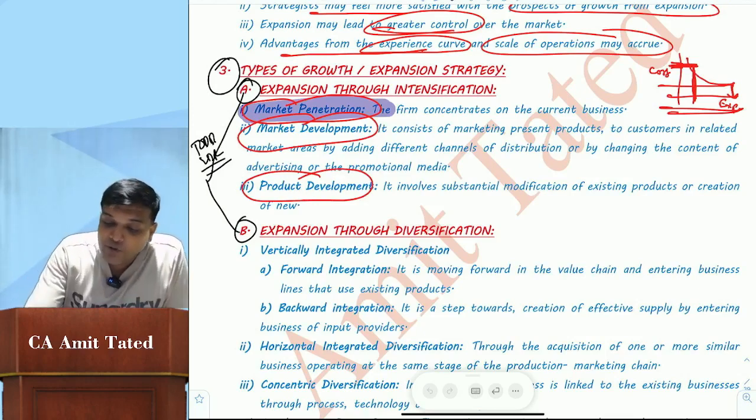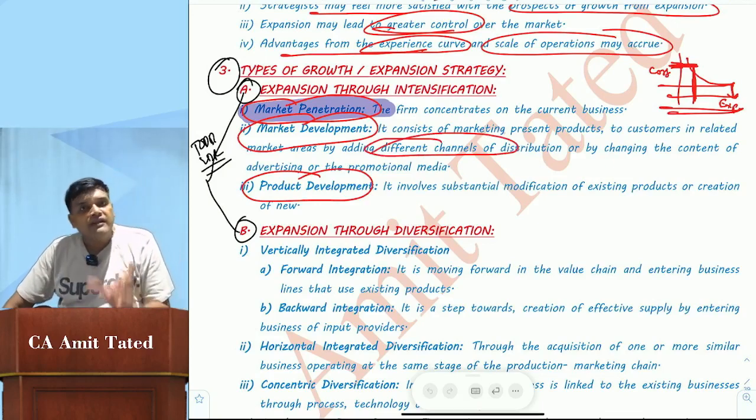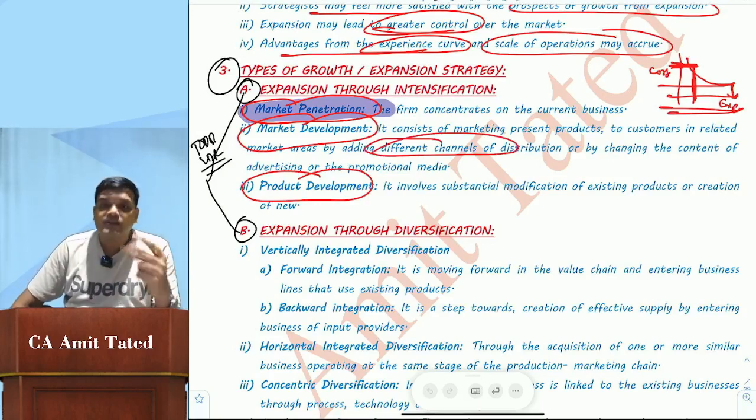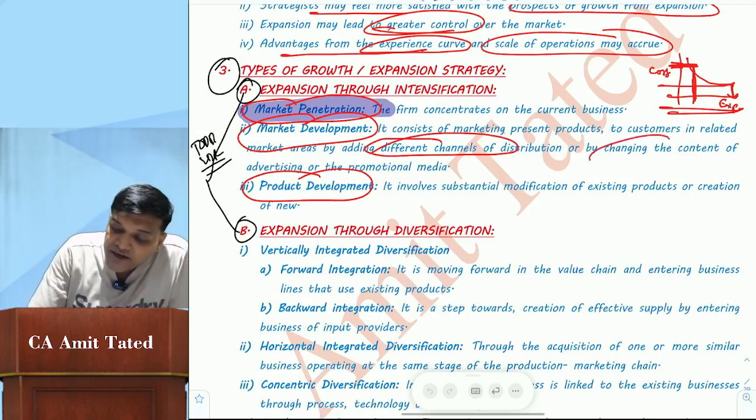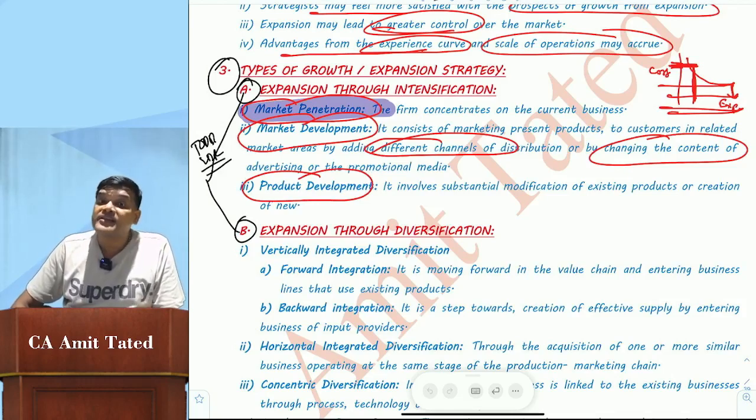One point they have told: how does market development happen? By adding different channels. Example, I was selling only in a physical shop. Now I am selling online. Now this is called market development. A new market comes into the picture. Another is by changing the content of advertising. Earlier the content of advertising was different, now I change the content of advertising.